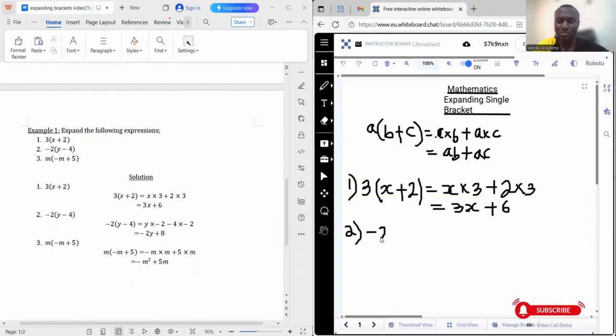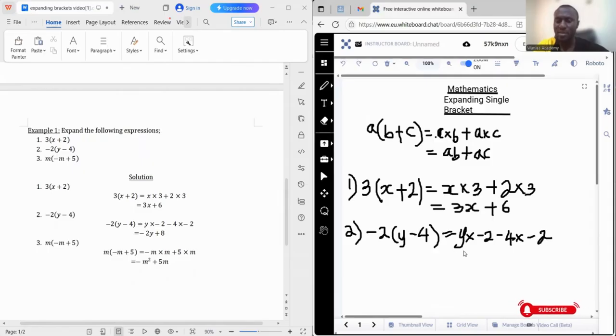Negative 2 multiplied into bracket y minus 4. This is equal to negative 2 is used to multiply both y and minus 4 inside the bracket. So we could have it as y times negative 2 here, because that's the first term. Then the second term, minus 4 multiplied with the same negative 2.